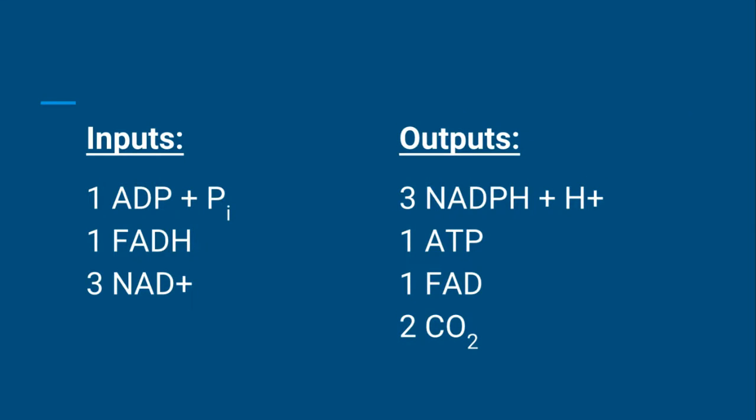So the inputs and outputs of the Kreb cycle. Inputs are 1 ADP, 1 FADH, and 3 NAD+. The outputs of the Kreb cycle include 3 NADPH, 1 ATP, 1 FAD, and 2 carbon dioxide molecules.